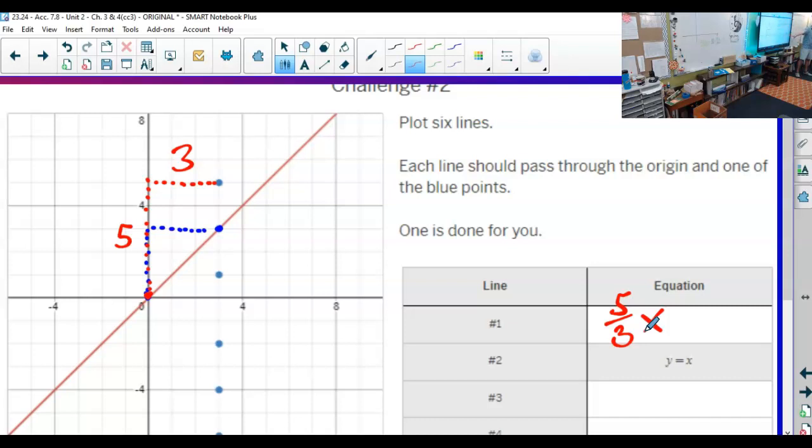Because if I try to write that as a decimal, it's 1.666 forever. I'll never get to the exact number because it's a forever repeating decimal. This is exact.